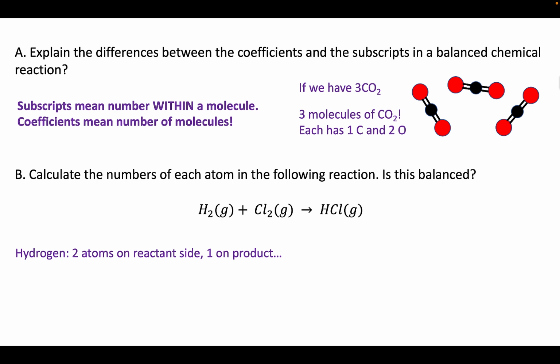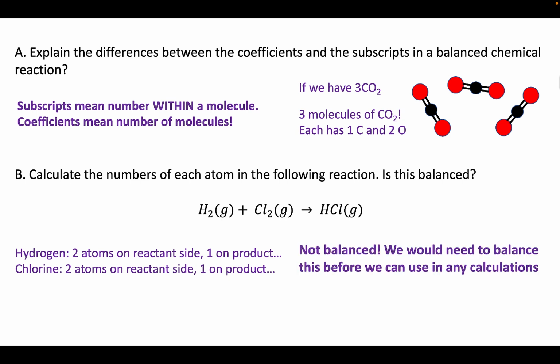If we look at hydrogen, we have 2 atoms on the reactant side. There are 2 atoms of hydrogen in each of these 1 H2 molecules, but there's only 1 HCl on the product side, which is only 1 atom of hydrogen. If we look at the chlorine, there's 2 atoms on the reactant side, but again, just 1 on the product side. So what does this tell us? Well, this tells us this is not balanced.